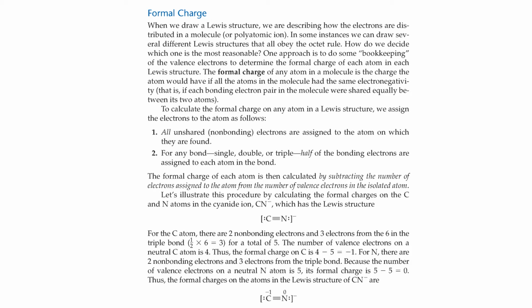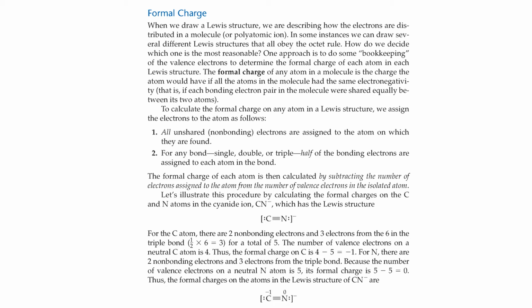To calculate the formal charge on any atom in the Lewis structure, we assign the electrons to the atom as follows. All unshared or nonbonding electrons are assigned to the atom on which they are found. For any bond, single, double, or triple, half of the bonding electrons are assigned to each atom in the bond. The formal charge on each atom is then calculated by subtracting the number of electrons assigned to the atom from the number of valence electrons in the isolated atom.